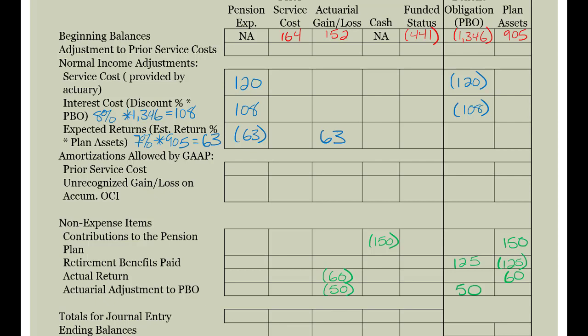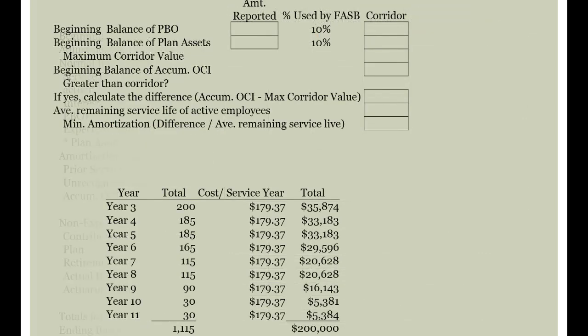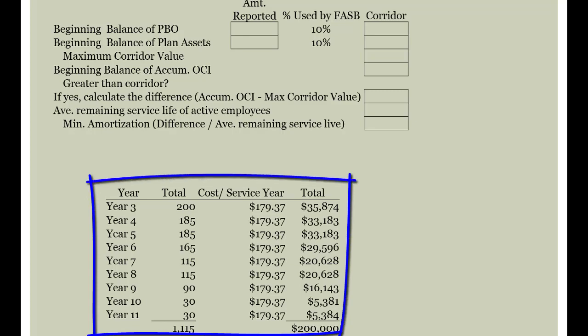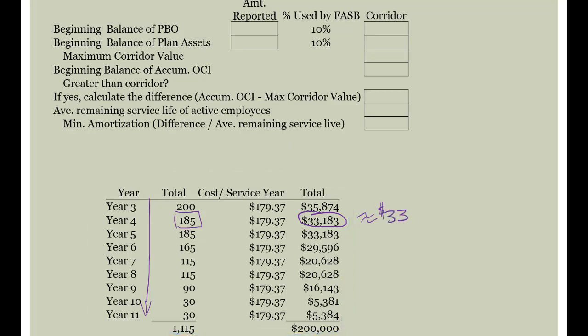Remember, the rule is if I have a balance up here in prior service cost, then I'm going to amortize some of it away. But I was wise in the way I did it before. When I first did my table, I did all of the calculations from year 3 all the way to year 11. So I've got the year 4 number. It's right here. I don't need to recalculate it. I don't need to change it unless I've fired some employees, hired some people in, or people have changed when they're going to retire. That could change this. But assuming everything stays the same, then I'm going to record, again, rounding it, a $33,000 adjustment.